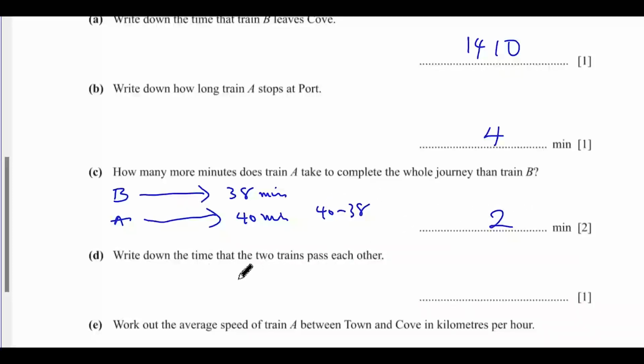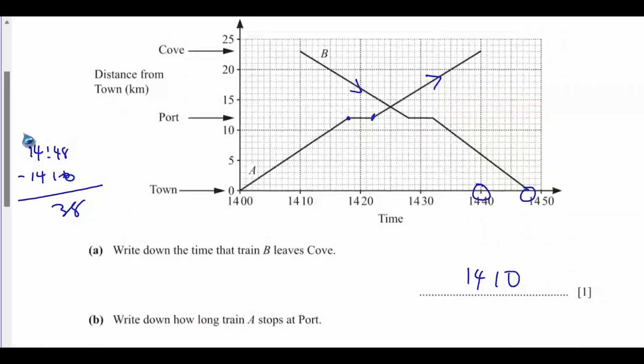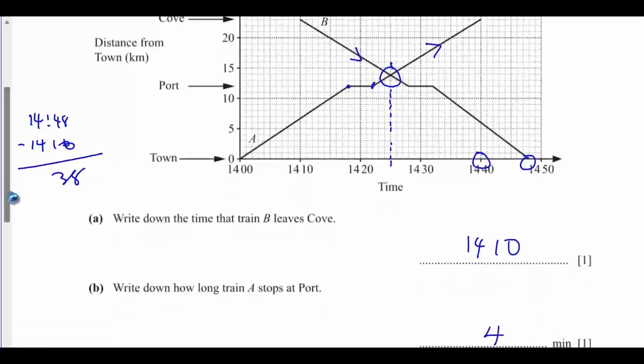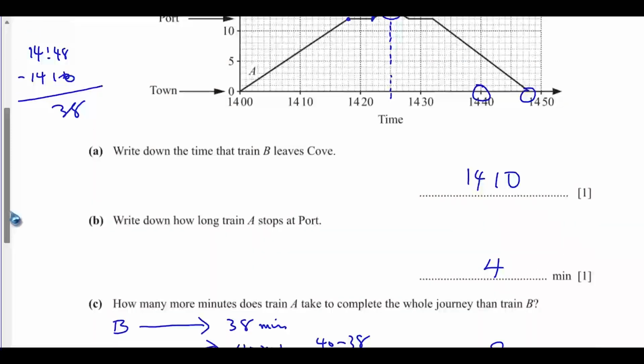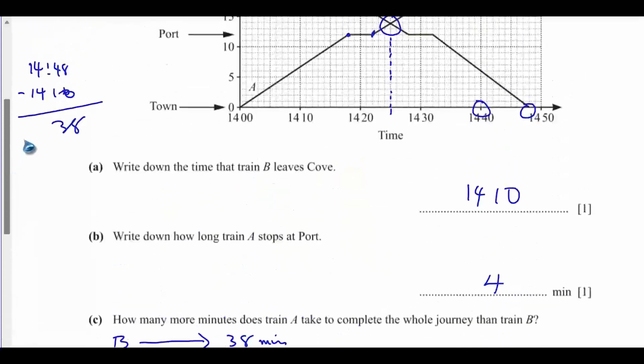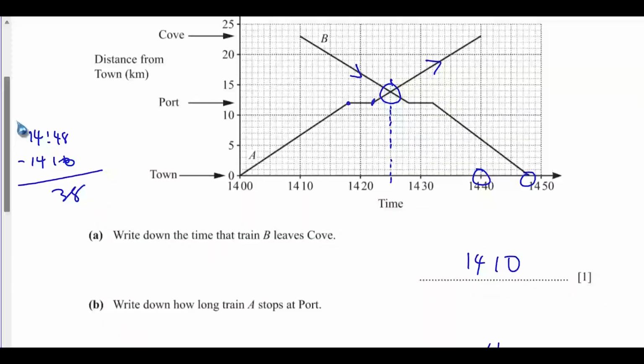So write down the time that the two trains pass each other. So let's go to the graph, to the grid. So it is here, this particular point, and that will be the middle here. If you trace it down here, it is the middle of 12:20 and 12:30, and it is the middle of 14:20 and 14:30. So that will be 14:25. So that is when they pass each other.